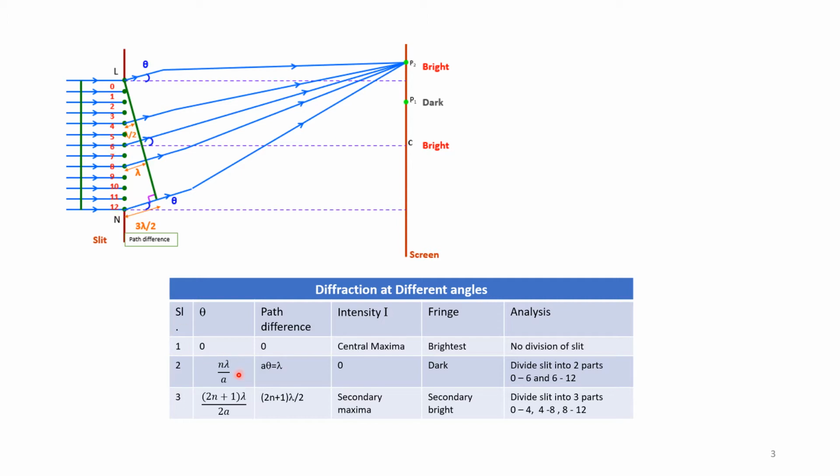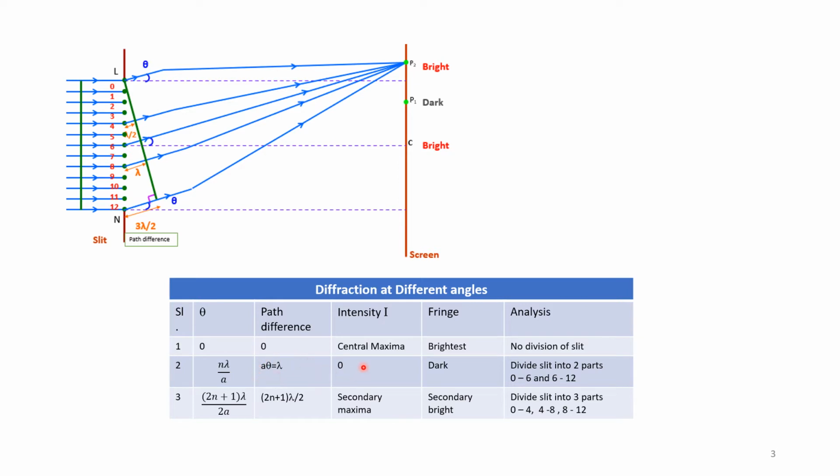In case number 2, the slit is divided into two parts, upper half and lower half, and sin theta will be equal to n lambda by a, that is n lambda means 1 lambda, and path difference here will be equal to lambda. In the figure this is shown as 3 lambda by 2, but that is the third case; in the second case the diagram is not shown. In the second case, a sin theta will be equal to lambda.